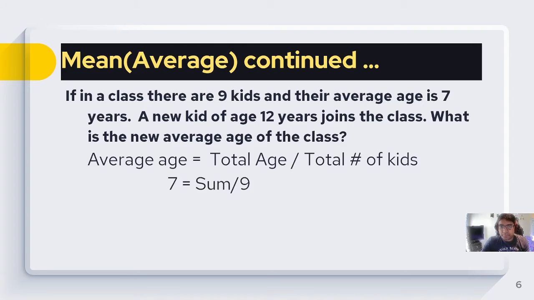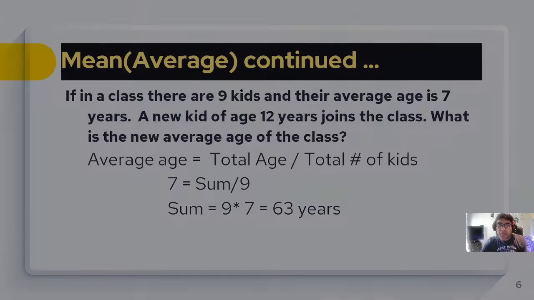So in order to find out the new total, what do you have to do? We'll use the previous information, which is that we had 9 kids and the average was 7. So we can say 7 equals sum of their age divided by 9. And hence the sum will be 63 years. So when there were only 9 kids, what was the sum of their age? 63 years.